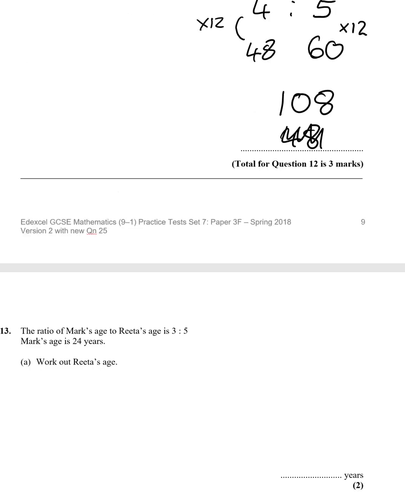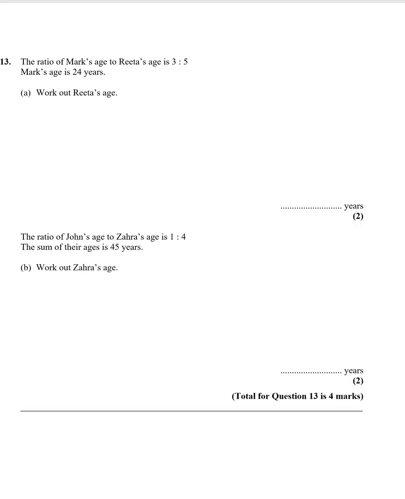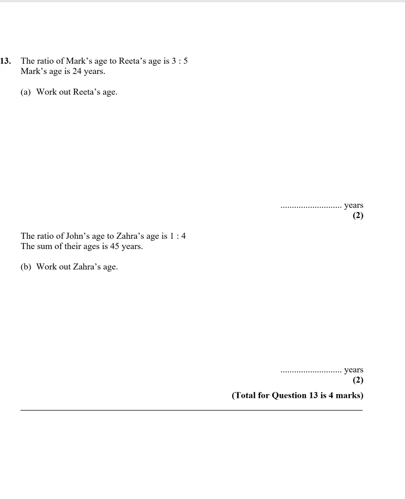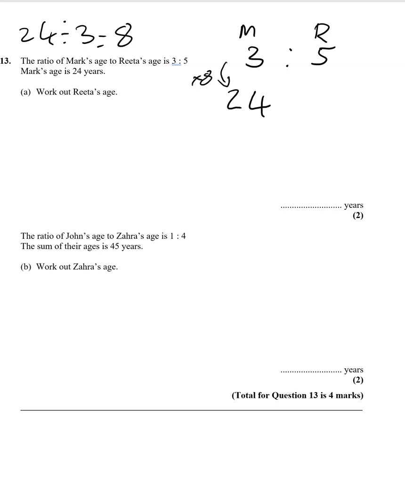Okay, number 13. Another ratio question. The ratio of Mark's age to Rita's age is 3 to 5. Mark's age is 24. We can do this exactly the same method. 3 to 5. So that's Mark's age, Rita's age. Mark is actually 24. So we can do 24 divided by 3, which means we've times by 8. So to get Rita's age, we have to times by 8. And we get 40. So we worked out Rita's age at 40.